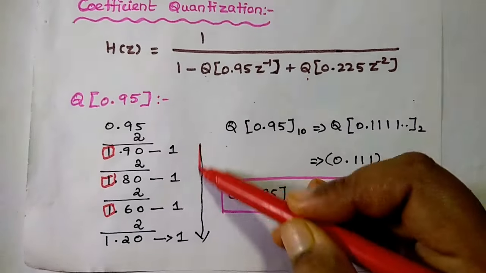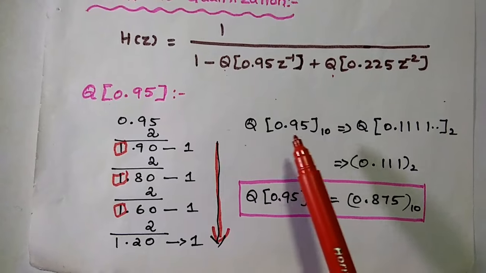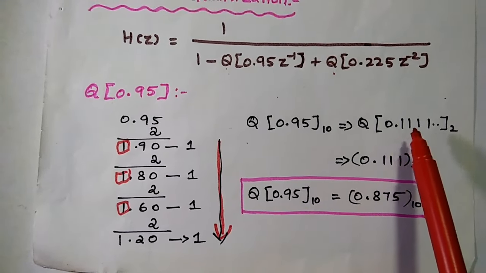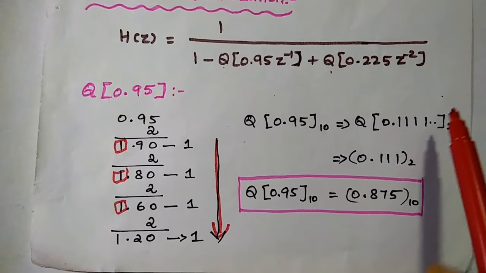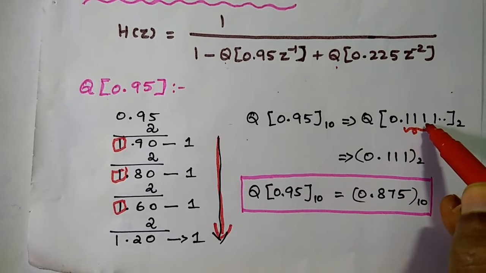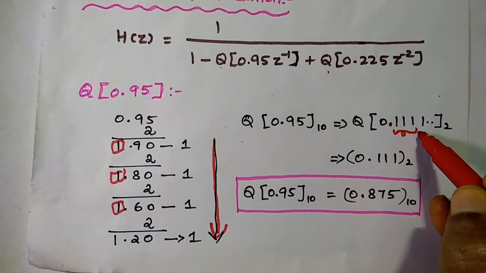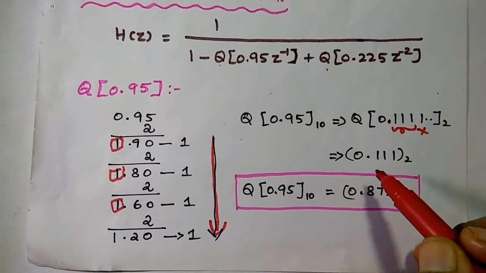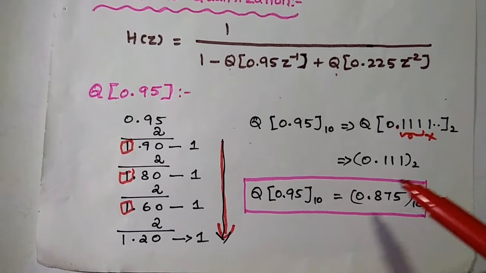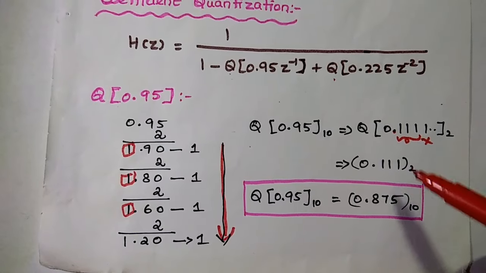Here we have to take top to bottom value for the fractional part. So we can get the quantization of 0.95 in terms of decimal is equal to quantization of 0.111. It is going on. Correct? So we are going to truncate the value for the first 3 bits. We are going to take the first 3 bits after this binary point and simply discard the remaining bits. Okay? So we can get that quantized value as 0.111 in terms of binary, but we want to get the term in decimal. So again we have to convert this binary into decimal.